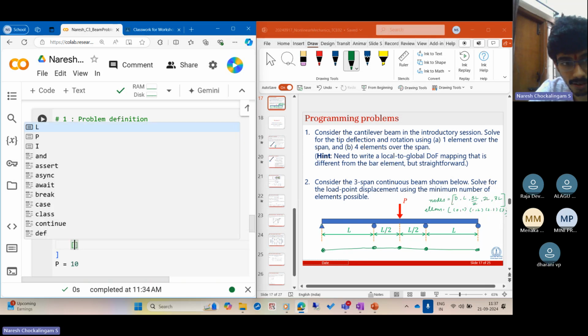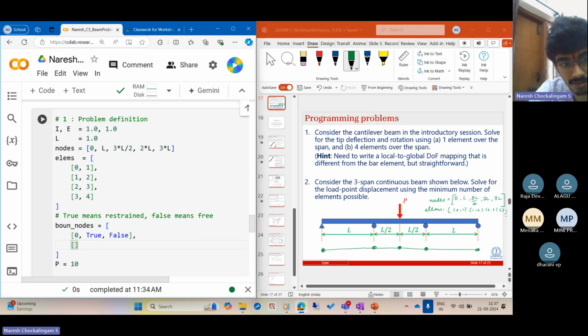Then what about the second? What are the other conditions? 1, false, true. Why is it false, true? This is node 1 in Python format. 1, true, true. Why is it true, true? Why do you feel rotation is restrained? At this point you can have some slope, right? Why should it be 0? Need not be, sir. False. Yeah, false.